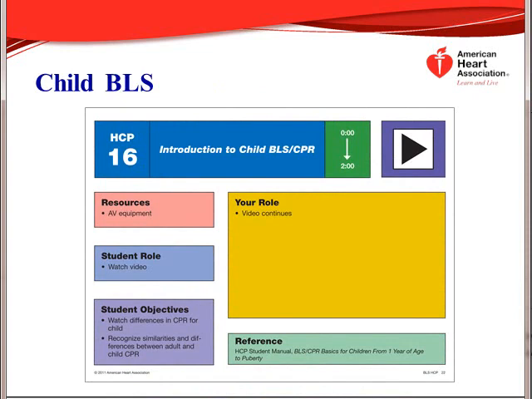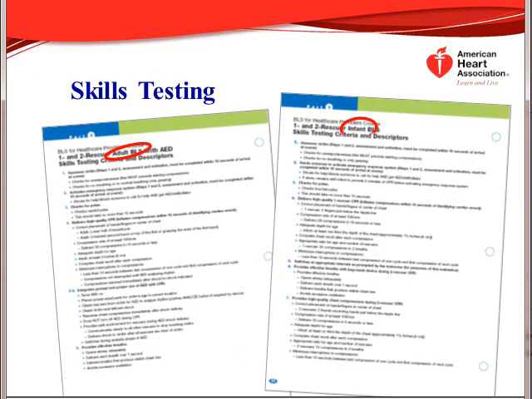The differences are presented in Lesson 16, where you will deliver the information that is discussed in the video lesson, Introduction to Child BLS. Additionally, the specifics of child BLS are presented in Part 4 of the student manual on page 29, specifically when to activate the emergency response system. Both the adult and infant skills testing sheets include new content. The new skills testing sheets include a page with skills testing criteria and descriptors. These pages can serve as remediation tools to help both instructors and students. The skills testing criteria and critical concept sheets are also in both the instructor manual and the student manual.